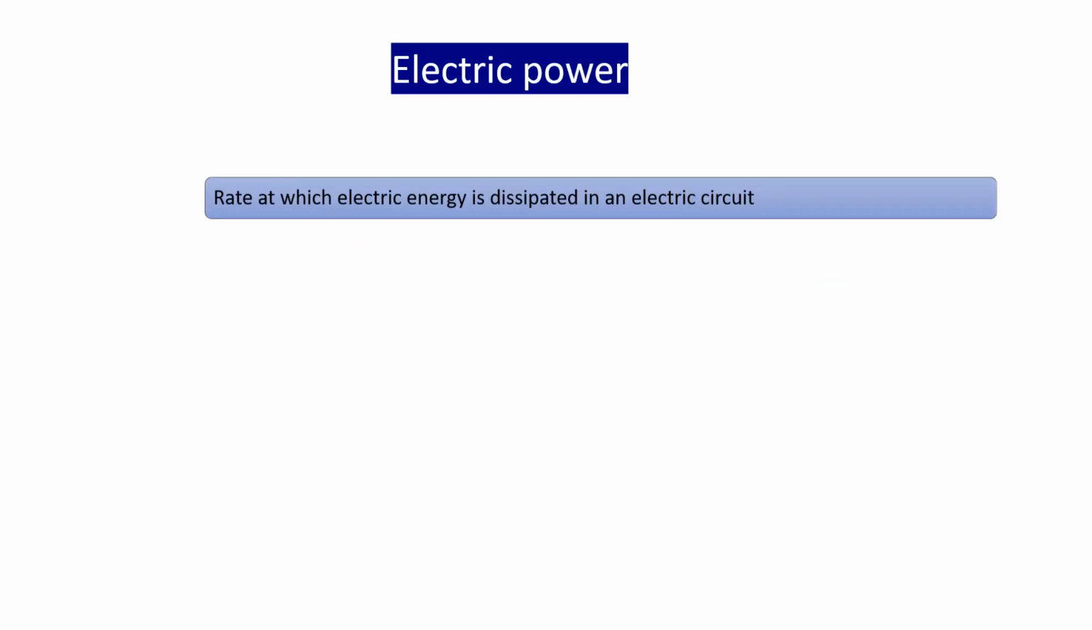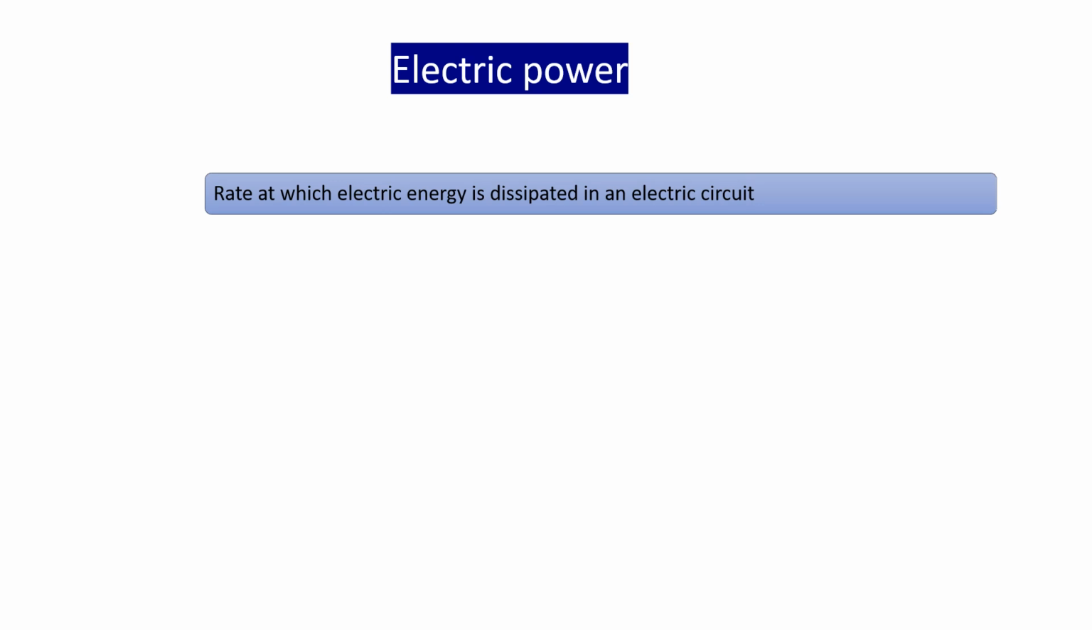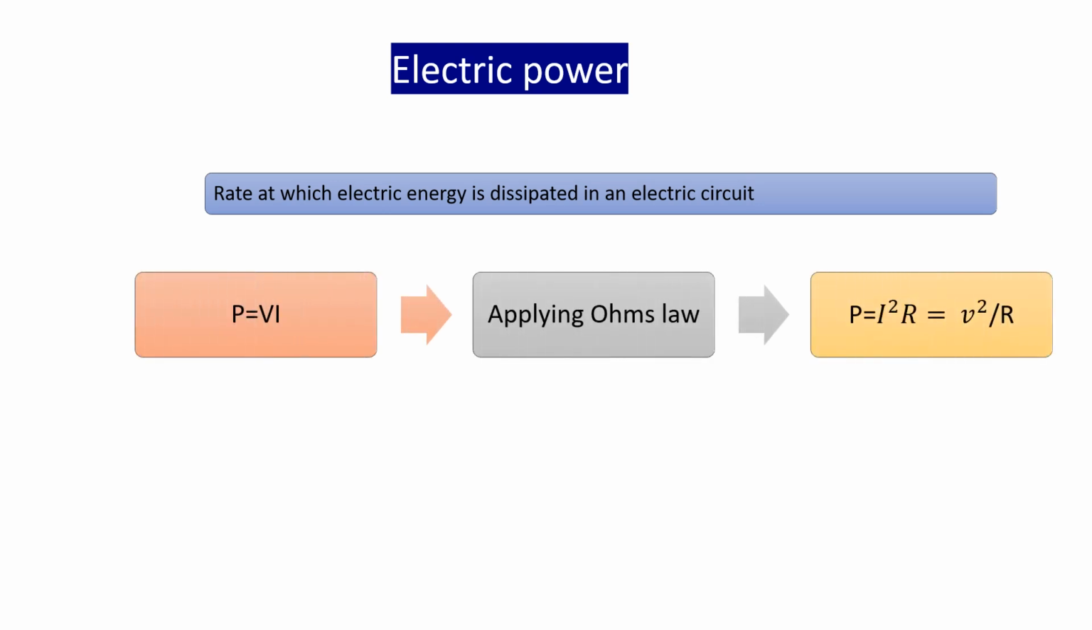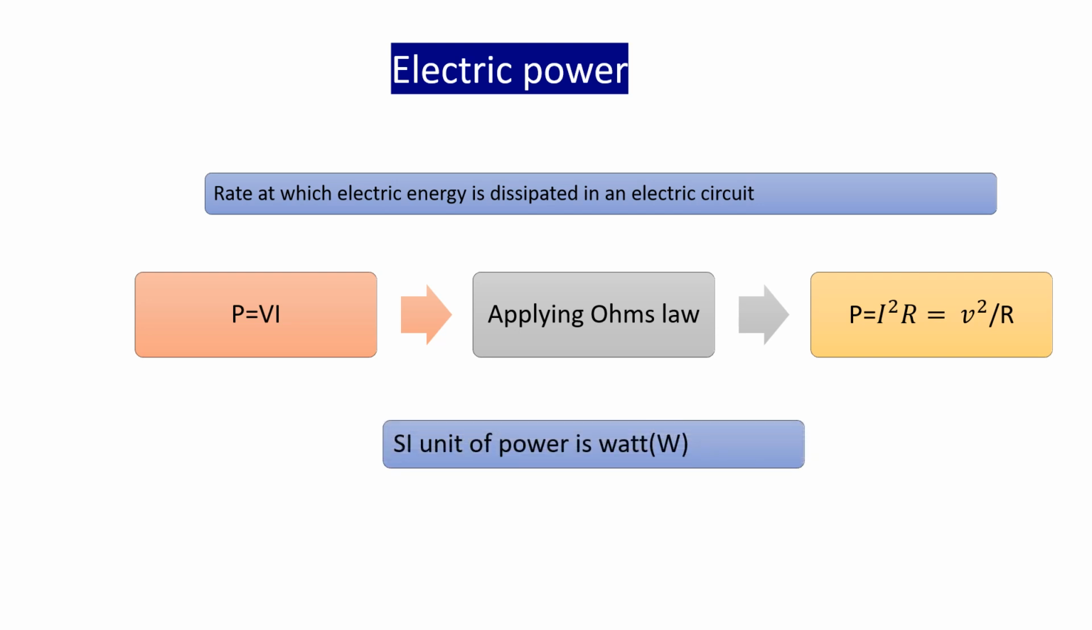Let us consider the electric power. Electric power means the rate at which electric energy is dissipated in an electric circuit. Power is equal to voltage into current. By applying Ohm's law, we get two more equations. Power is equal to I square into R and V square divided by R. The SI unit of power is watt.